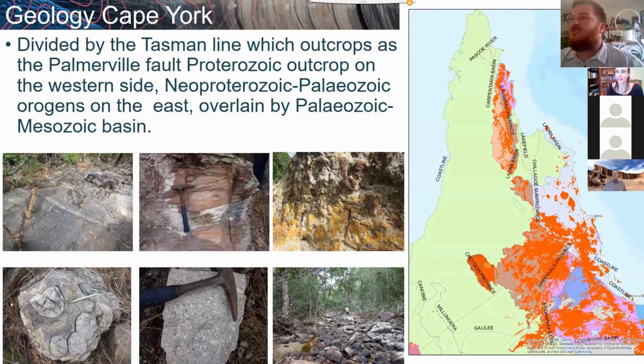Just a brief overview of the geology of Cape York. I'd run out of time if I go on about it in detail, but the basement rocks in the west are the Palaeozoic to Mesoproterozoic Etheridge and Savannah provinces. And in the basement in the eastern part is the Palaeozoic Thompson and Hodgkinson and the Broken River province. They're overlain by a suite of Mesozoic basins.